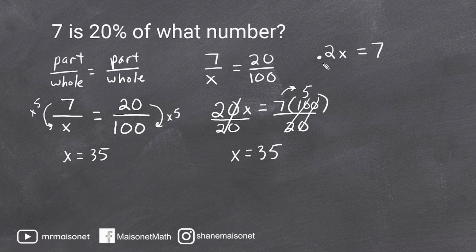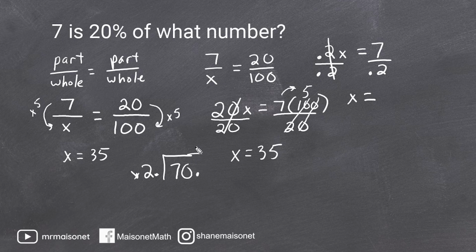So what we can do now is divide both sides by 0.2. If we divide 0.2 by itself, that cancels out, leaving us with x is equal to 7 divided by 0.2. We have to move our decimal to the end, and we have to add a 0 because we made the number on the outside 10 times larger. So we make this 10 times larger, place our decimal point here, and 2 goes into 70 exactly 35 times. So once again, x is equal to 35.